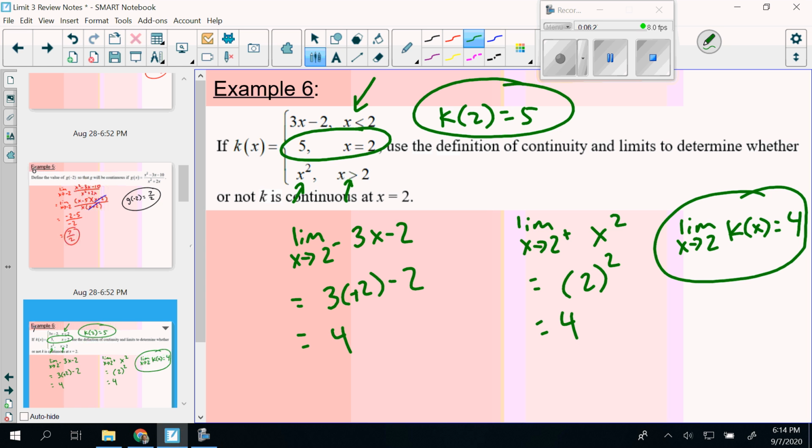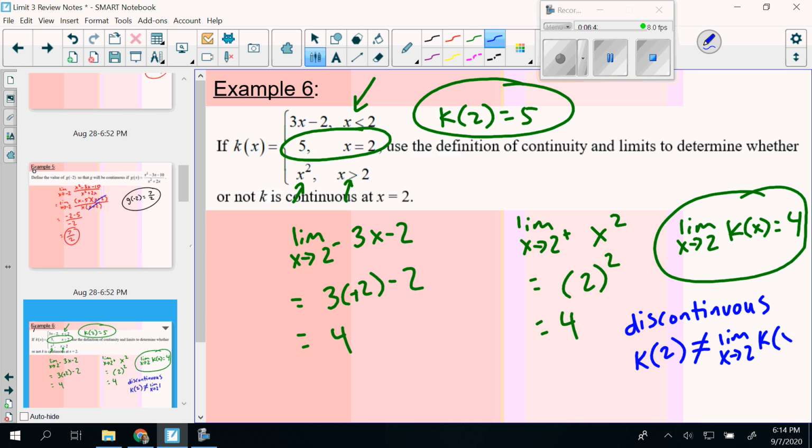And so in this case, this would be discontinuous because k at 2 is not equal to the limit as x approaches 2 for k of x. So one of them we got 4, the other one's 5. Those are not the same, so not continuous.